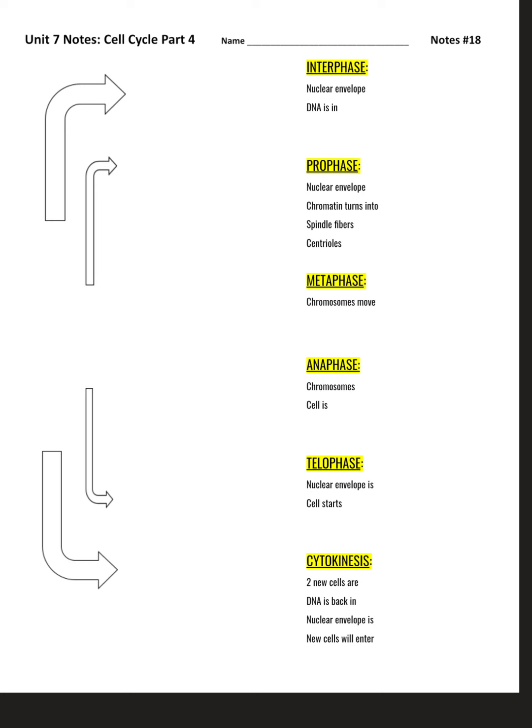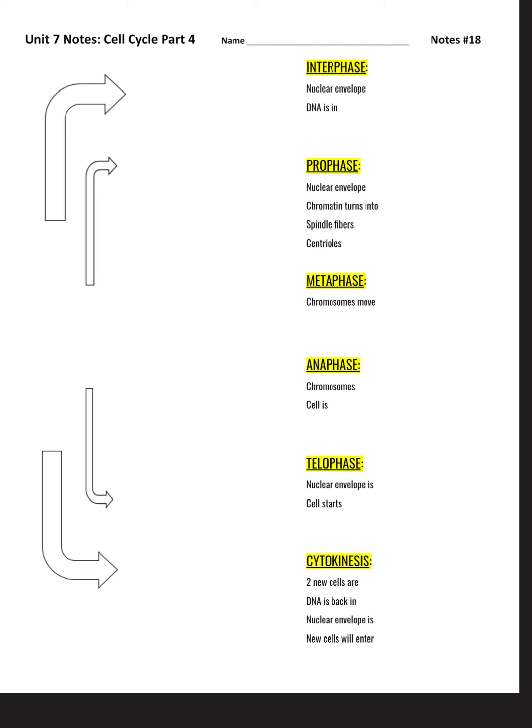Now, in the mitotic phase, you're going to have the 4 stages of mitosis, which are prophase, metaphase, anaphase, and telophase. And then the last step, which is not a part of mitosis, but is going to end the M phase, is cytokinesis. Now you can either do this first or last. I'm going to leave this up to you.